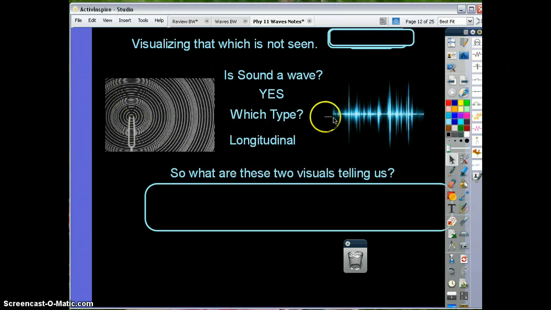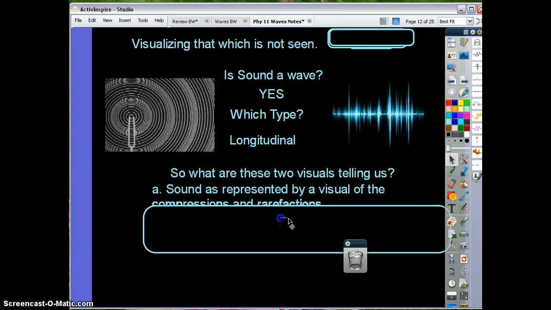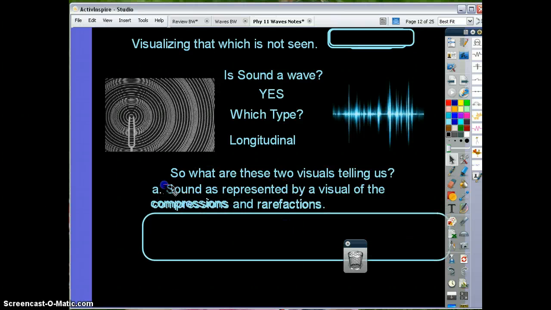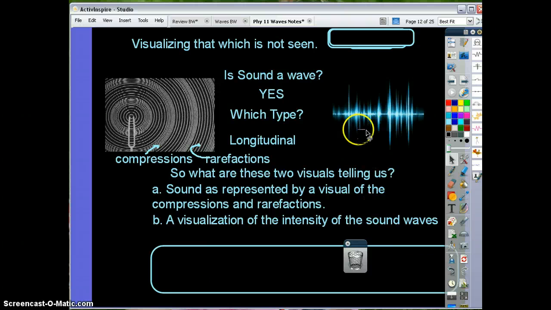So what are the two visualizations showing us? Well, the first one is sound represented by compressions and rarefactions. A compression is an area like here, like I said, where the particles are more compressed, and a rarefaction is here, where they are more stretched out. Whereas this other visual is the intensity of the waves. The spikes represent areas where it's more intense.